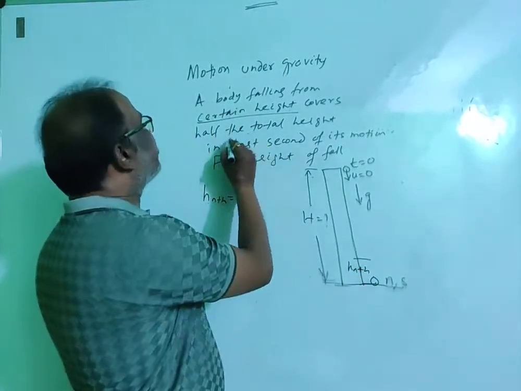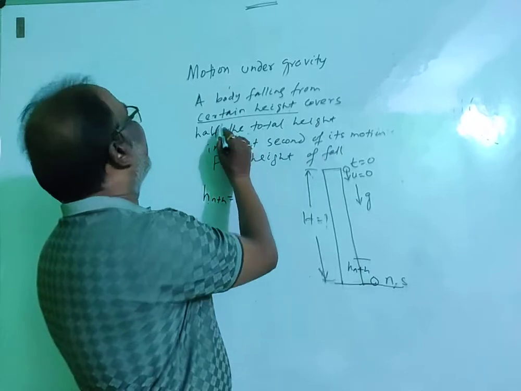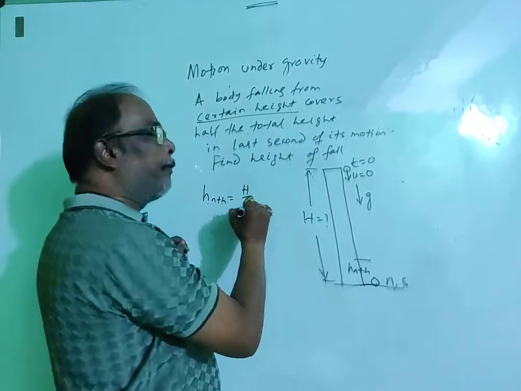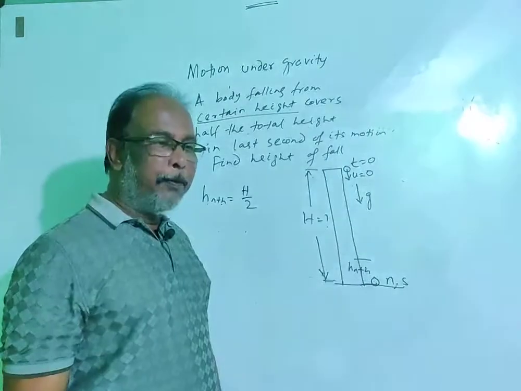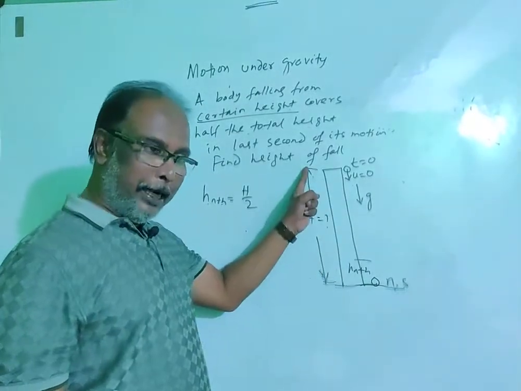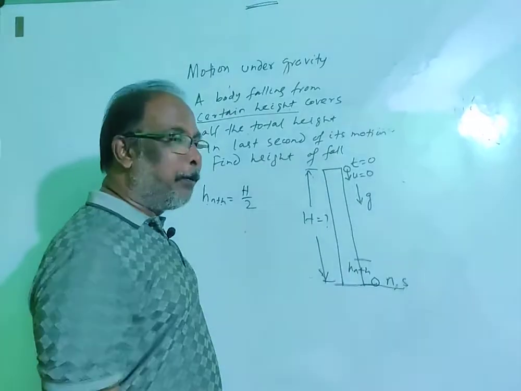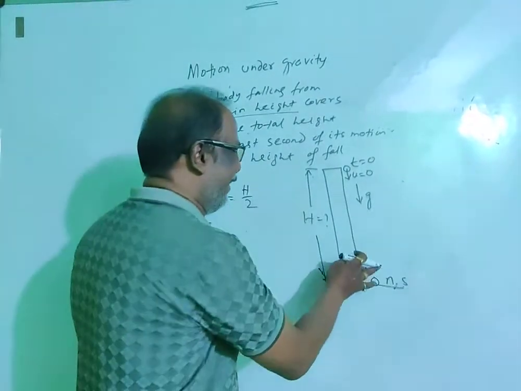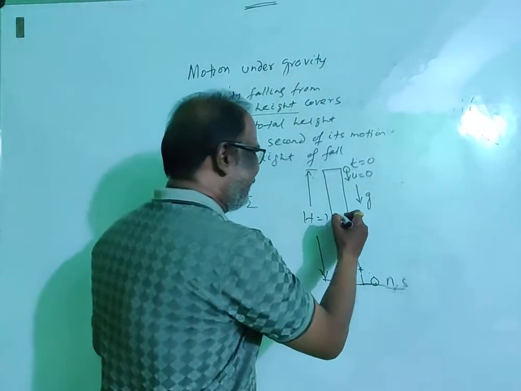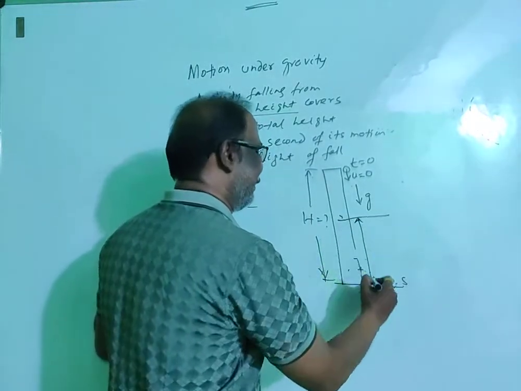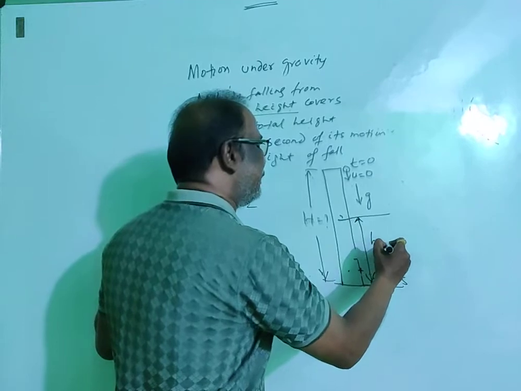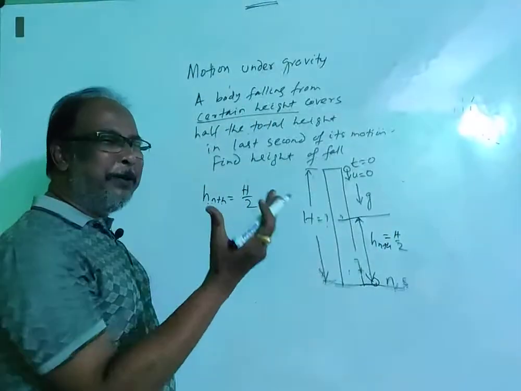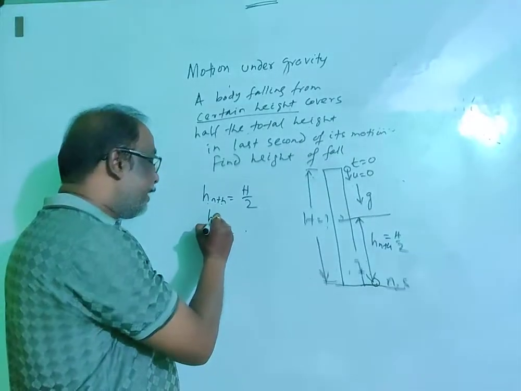It is given that the distance travelled by the body in last second is half the total height. Total height is h, then the distance travelled by the body in the last second is h nth, and this is equal to h by 2. Clear? Then just use the formula for h nth.